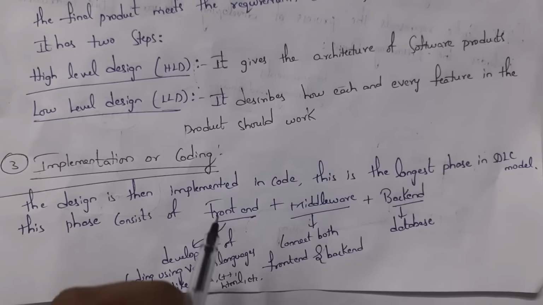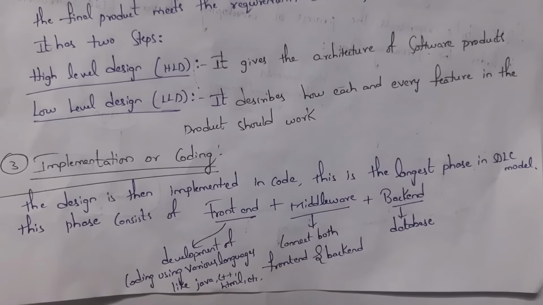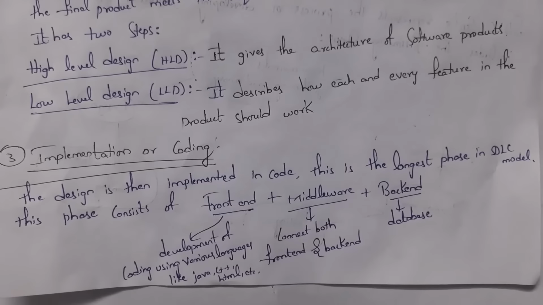This phase contains front-end, middleware and back-end, where front-end is nothing but the programming language they are using to develop code, like Java, C++, Python, and so on. And back-end is nothing but the database they are using, like Oracle, MySQL and so on. Whereas middleware is software that will connect both front-end and back-end. This is all about the implementation or coding phase.